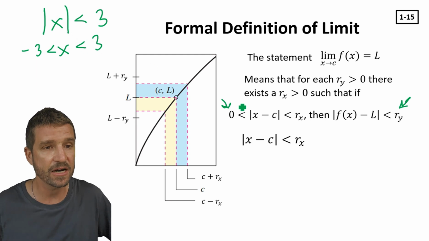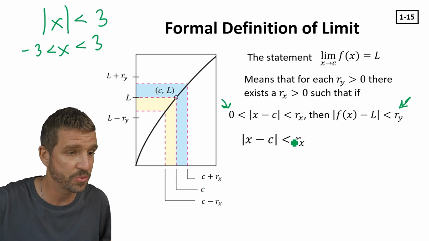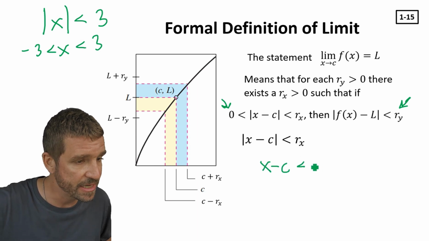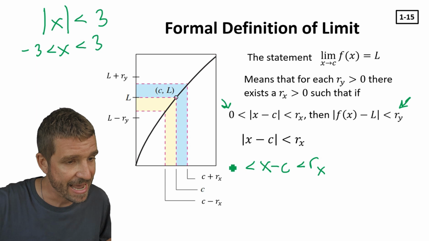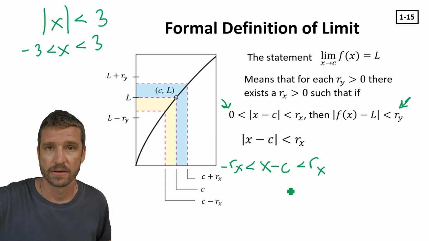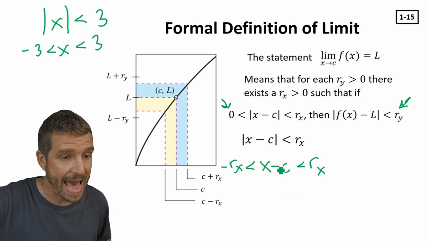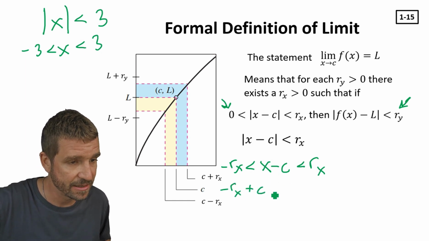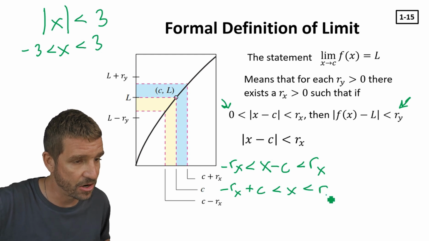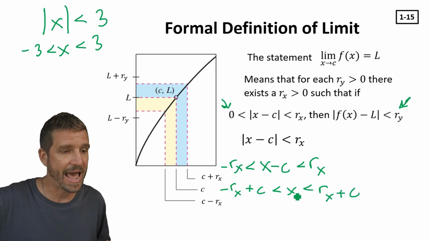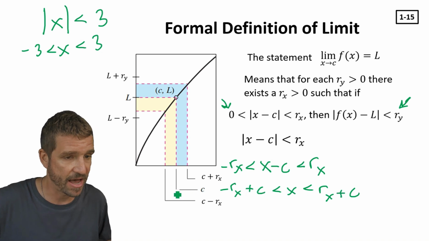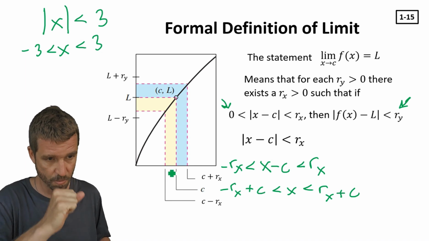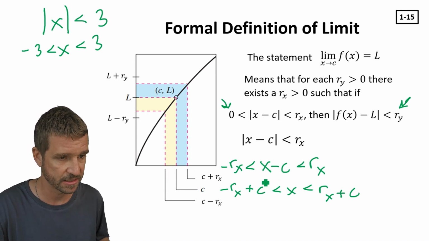So we can do the same thing here. The absolute value of x minus c is less than r sub x. That means x minus c is between negative r sub x and r sub x. All right? And adding c to both sides, we would get negative r sub x plus c less than x less than r sub x plus c. So our x lies between these values, negative r sub x plus c, which is just c minus r sub x, and c plus r sub x, okay?